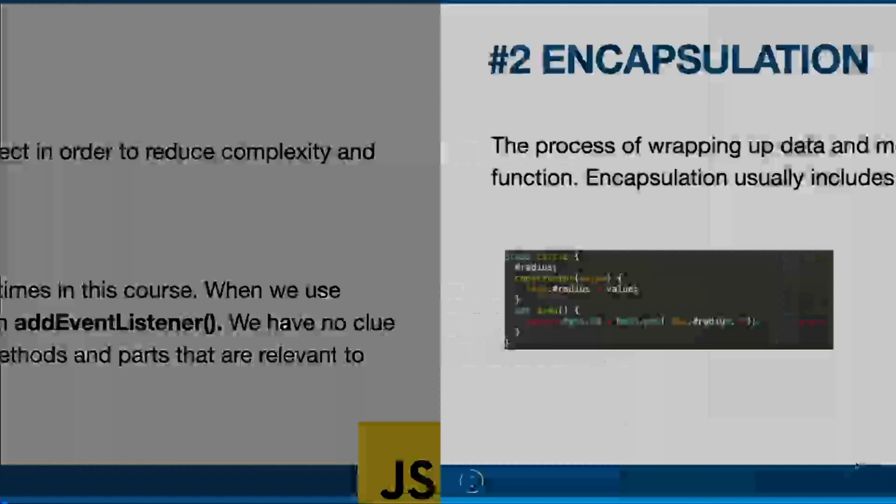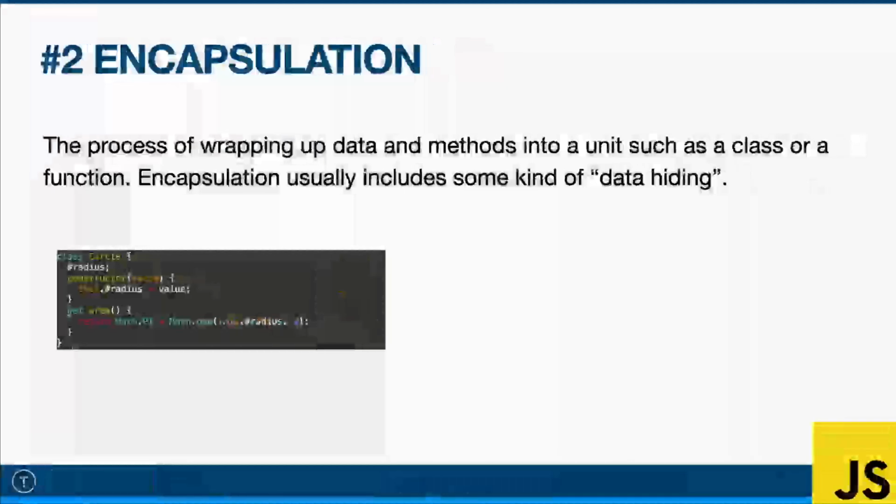The next one is encapsulation. And encapsulation is the process of wrapping or bundling up data and methods into a single unit such as a class. And this concept is also often used to hide the properties or the state of an object from the outside. This is called either data hiding or information hiding.